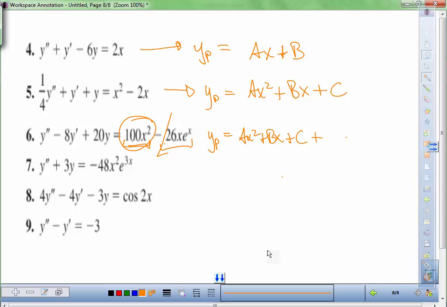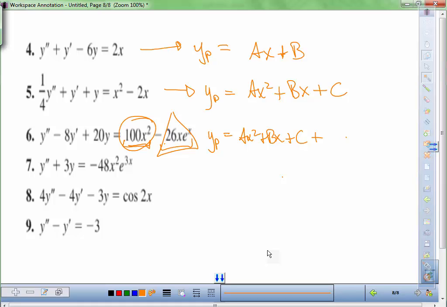Now, what we need to deal with is we have this other function that looks fundamentally different from the first one. What would you guess your general fundamental solution would look like for this? Okay, there's an x here.